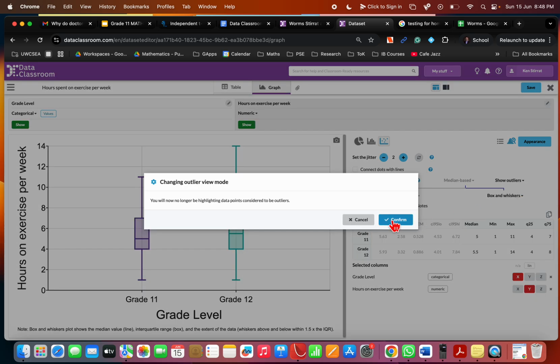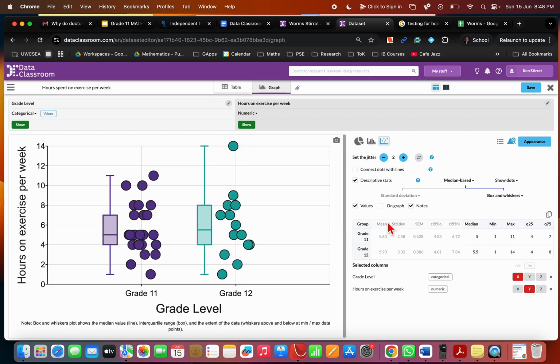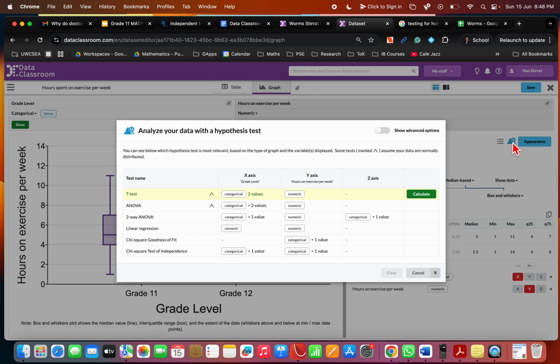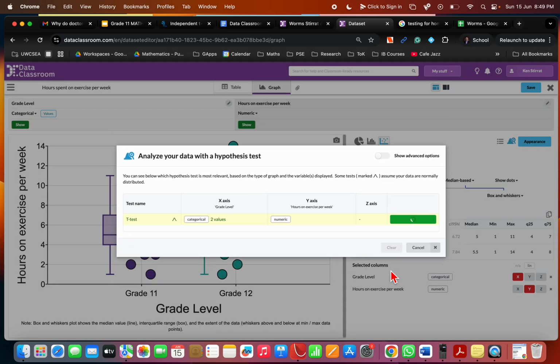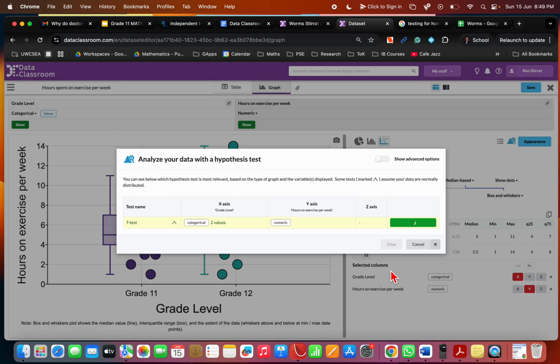Let's show the dots again. And let's go ahead and perform the test. Automatically selects the t-test, right? 2 categorical on the x-axis and numerical on the y-axis. And off we go. We're looking for the p-value. And if the p is low, the null must go.